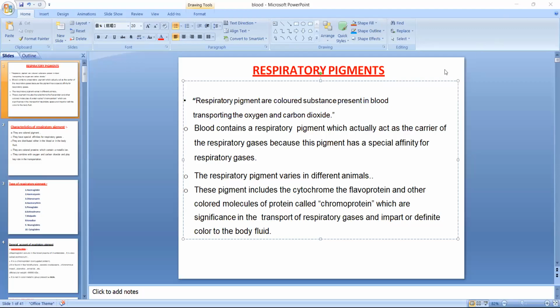Okay. So this is respiratory pigments. What are respiratory pigments? Simply, I'll give it in one word. Respiratory pigments are color pigments that carry oxygen and CO2 from respiratory organs to the tissues and vice versa. Simple. Respiratory pigments are color substances present in blood, transporting oxygen and carbon dioxide. That's all we need.